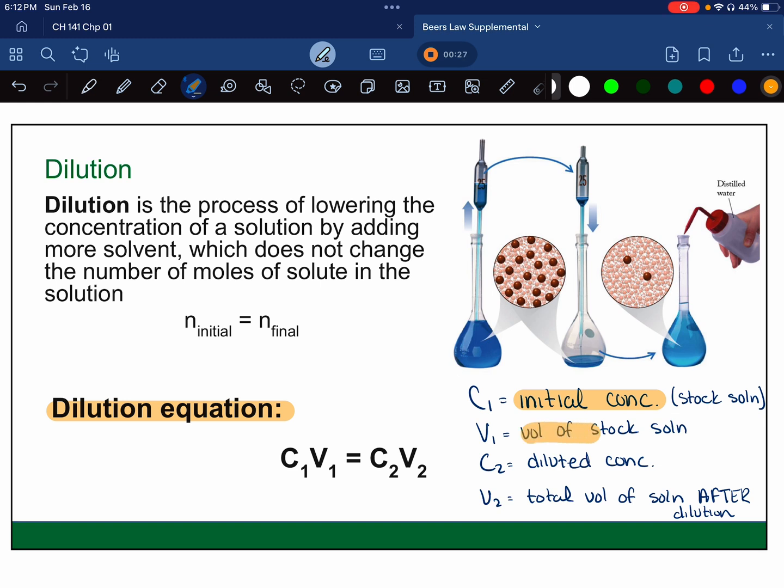V1 is the volume or amount of stock solution that you use, the amount that you're starting with that you're going to dilute. C2 is your diluted concentration, the new concentration of your solution after you've added water or additional solvent to it. And V2 is the total volume of the solution after the dilution. And that's a key point. The volume is the total volume after. So usually V2 is going to be the amount of stock solution that you started with plus the volume of water or solvent that you added.